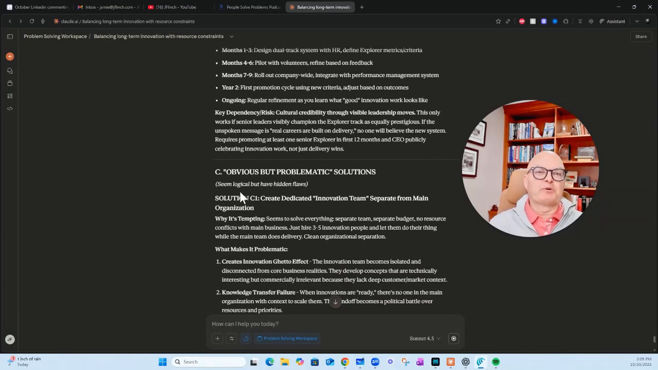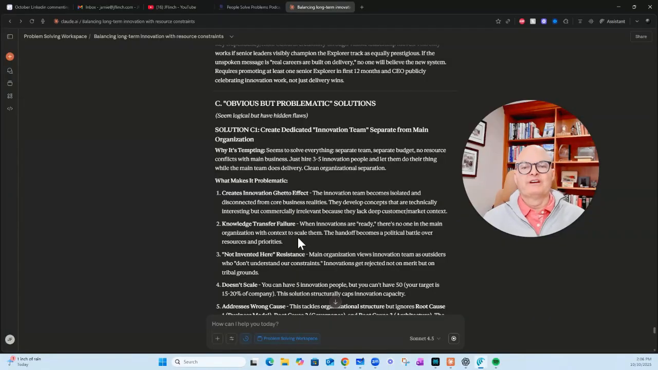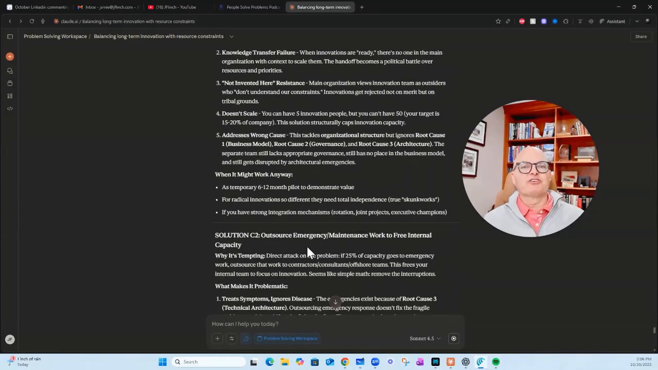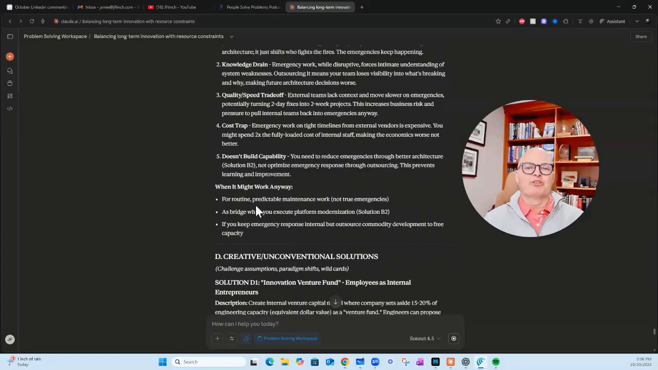So let's go to the obvious but problematic. Create dedicated innovation teams separate from main organization. 100%, you hear about this all the time. It's very obvious, but it's hard. It requires money fundamentally, because you're taking resources away from or putting more money into those longer things. And so yes, it's obvious. It's hard, but that doesn't mean it's wrong. It's sometimes very useful. How do we do a pilot? How do we test it out with a pilot?